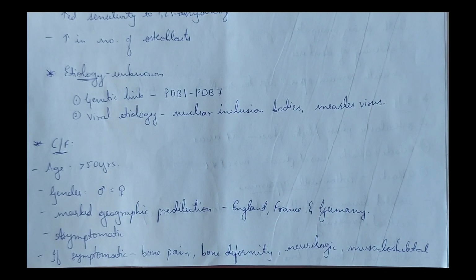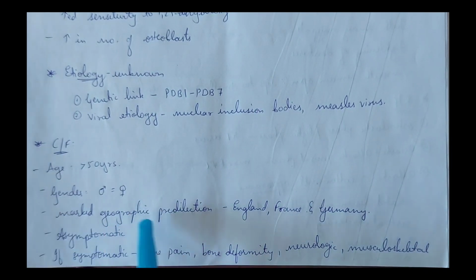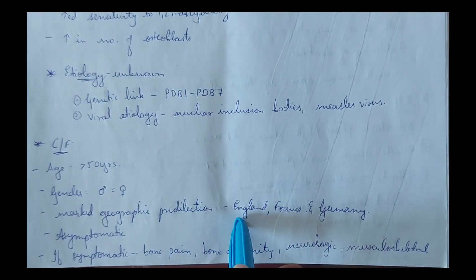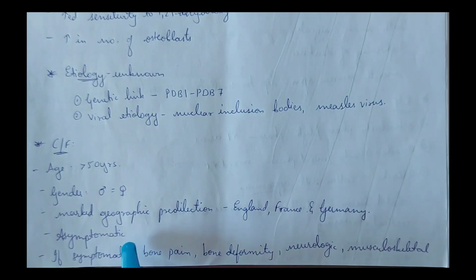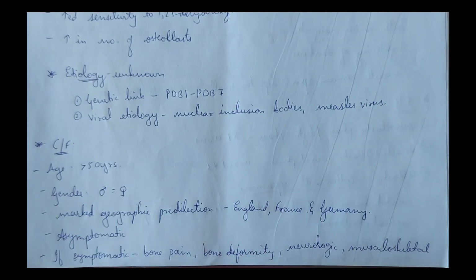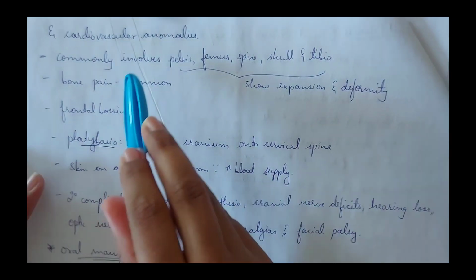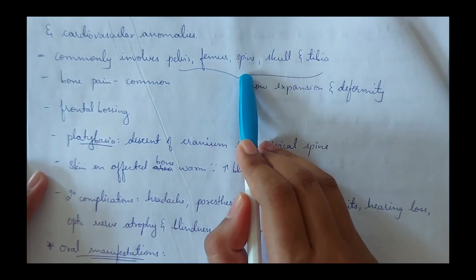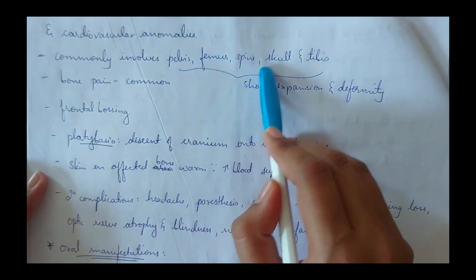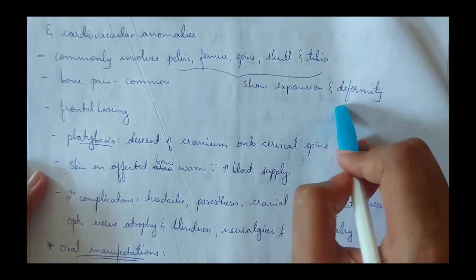In the clinical features, we can see it is usually seen at the age of more than 50 years, that is elderly people, and there's no gender predilection. It has a marked geographic predilection, mostly seen in England, France, and Germany. Usually, it is asymptomatic. If symptoms are present, they will be bone pain, bone deformity, neurologic, musculoskeletal, and cardiovascular anomalies. Commonly, it involves the pelvis, femur, spine, skull, and tibia, and all these bones show expansion and deformity.